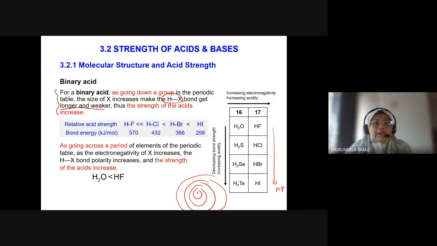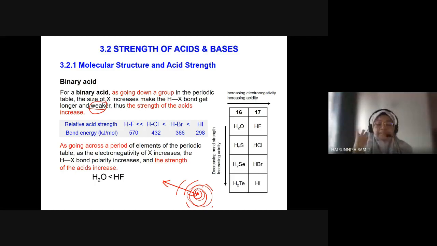Right? When the size is big, the bond between hydrogen and X becomes longer. What holds it is the central atom, its center, which is the nucleus. So the longer it is, the bond also becomes longer and it becomes weaker. Why weaker? Its attraction with the nucleus is not strong. So it is weak, right? So that's why the strength of acid increases.